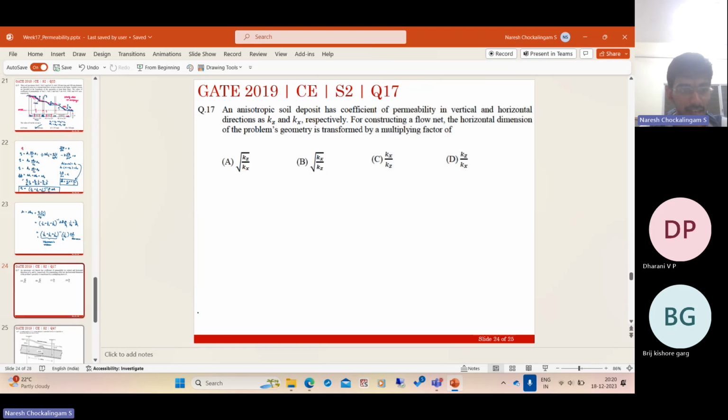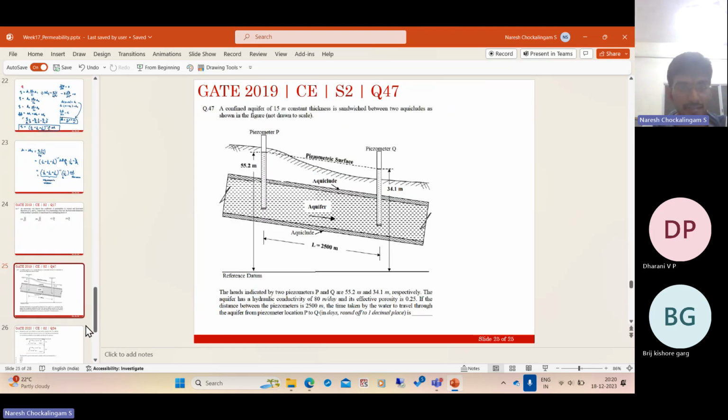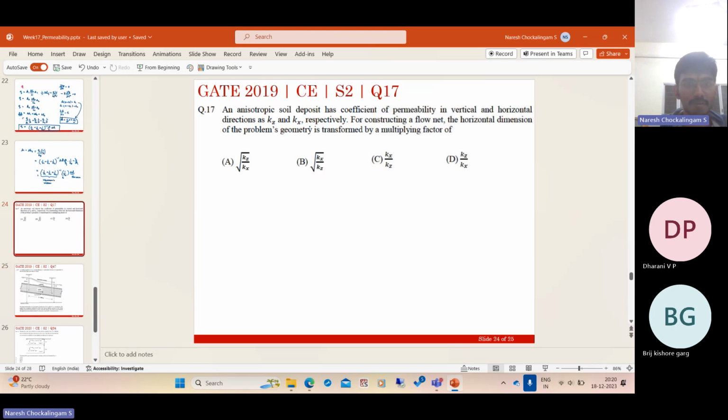Similarly, we'll look at the easy questions, then the others. So this is also simple, right? We have an anisotropic soil deposit, which has coefficient of permeability in vertical and horizontal directions as Kz and Kx respectively. For constructing a flow net, the horizontal dimension of the problem's geometry is transformed by multiplying factor of. So this is a conceptual question, but it's a 1 mark question in GATE. This is just something to remember.